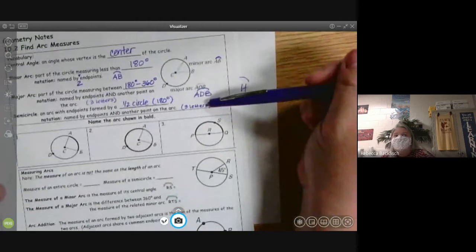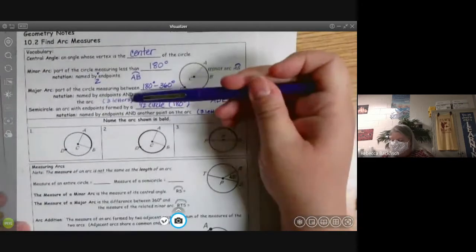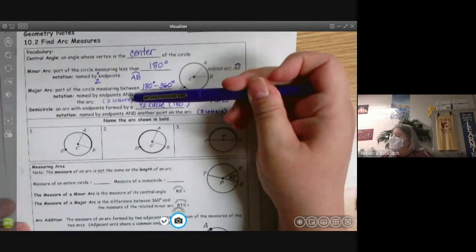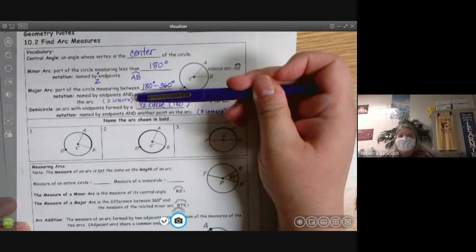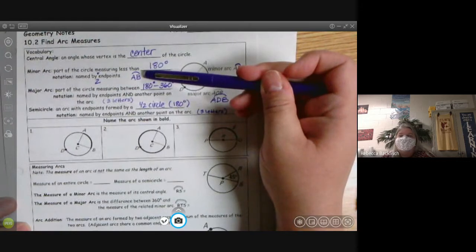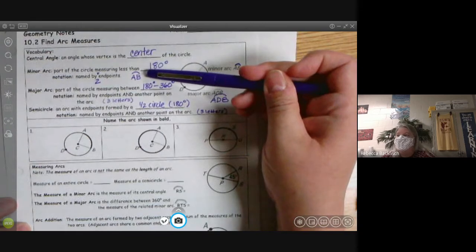3 letters could be a semicircle. It's usually a major arc. There's no way to name a major arc without using 3 letters. And if I only use 2 letters, that's automatically a minor arc. That's automatically less than 180. It's the quickest distance from here to here. That's Isabel saying, I'm coming straight home.